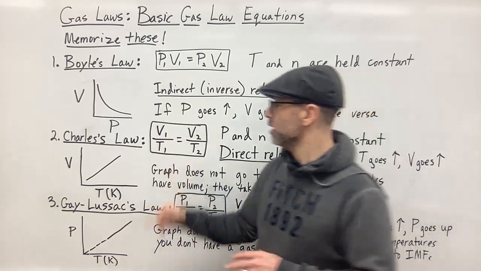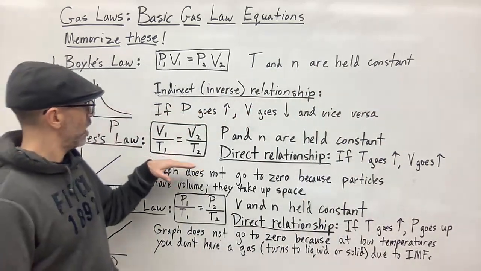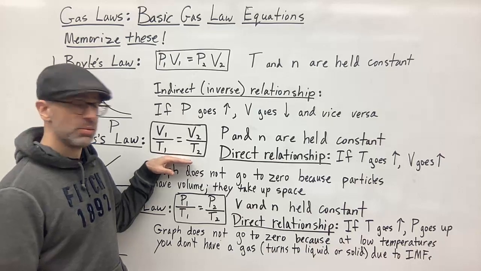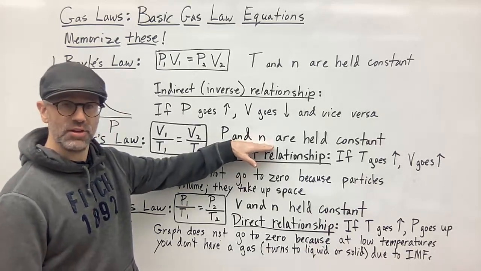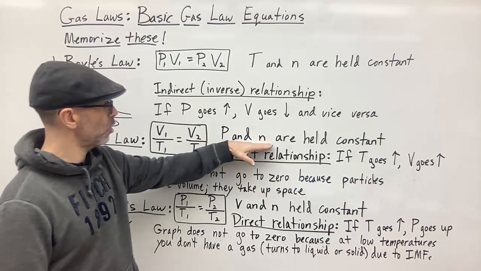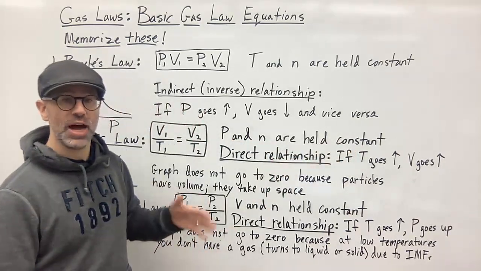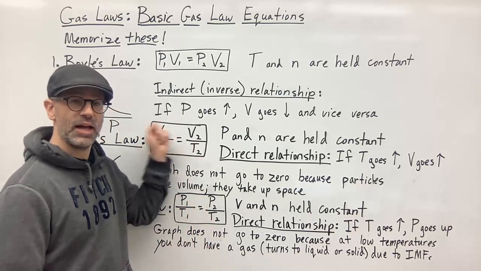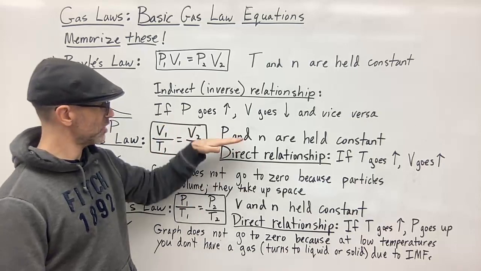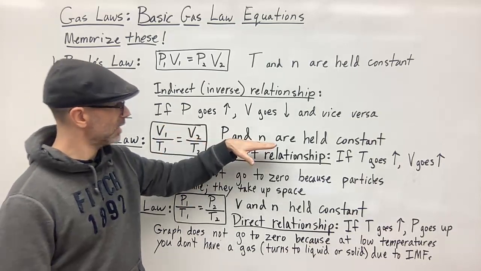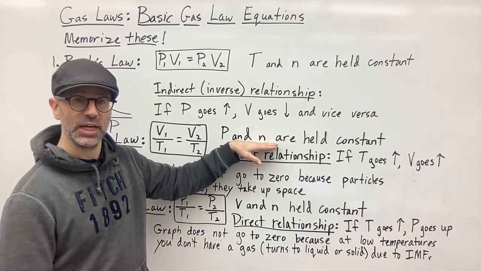Now, again, there are certain conditions under which this will work. So in order for Charles' law to be valid, pressure and the number of moles, again, n is the number of moles, pressure and the number of moles have to be constant. So if those are not constant, then this is not valid. So this is only valid under the conditions of constant pressure and constant number of moles. The amount of gas does not change.